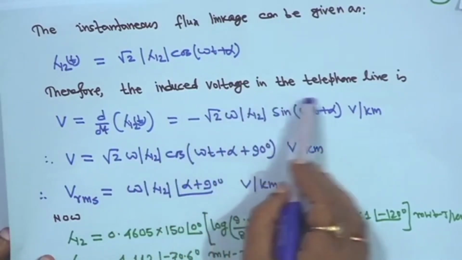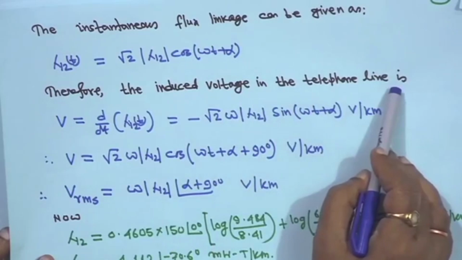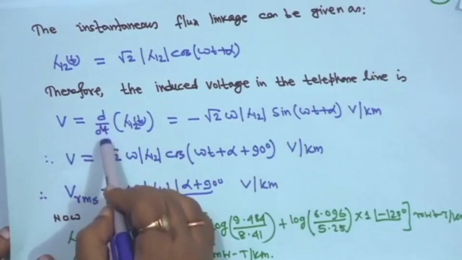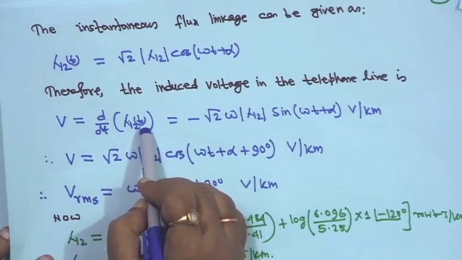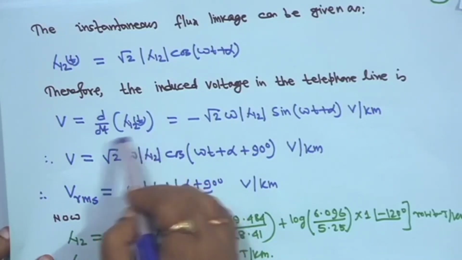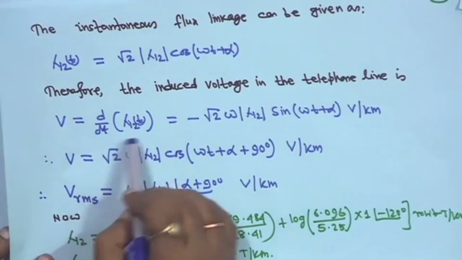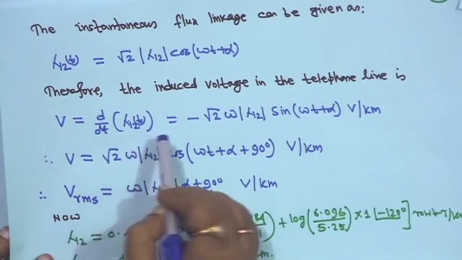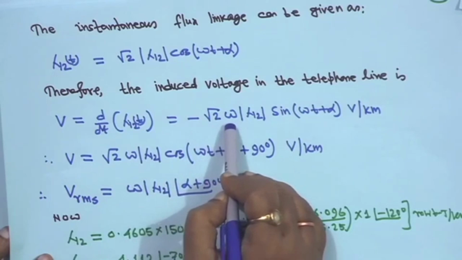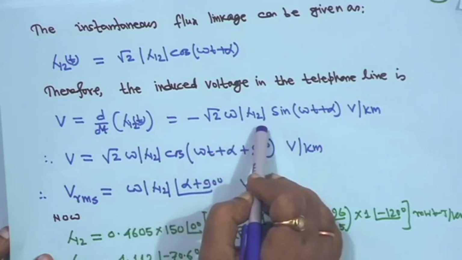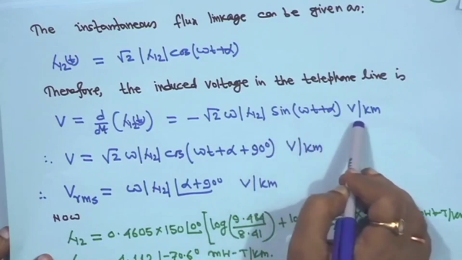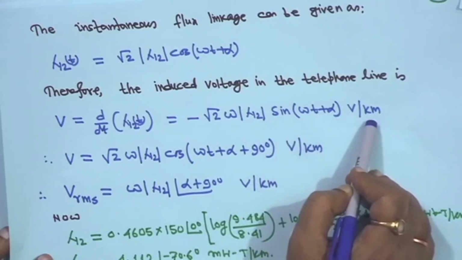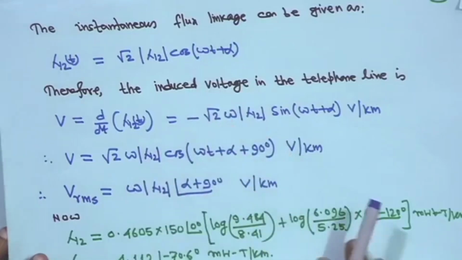Therefore, the induced voltage in the telephone line is V equal to d/dt of lambda 1 2 of t. You take the derivative of this with respect to time, and that is the voltage expression. So it is equal to minus root 2 omega mod lambda 1 2 sin omega t plus alpha volt per kilometer, right. You take the derivative of this equation.